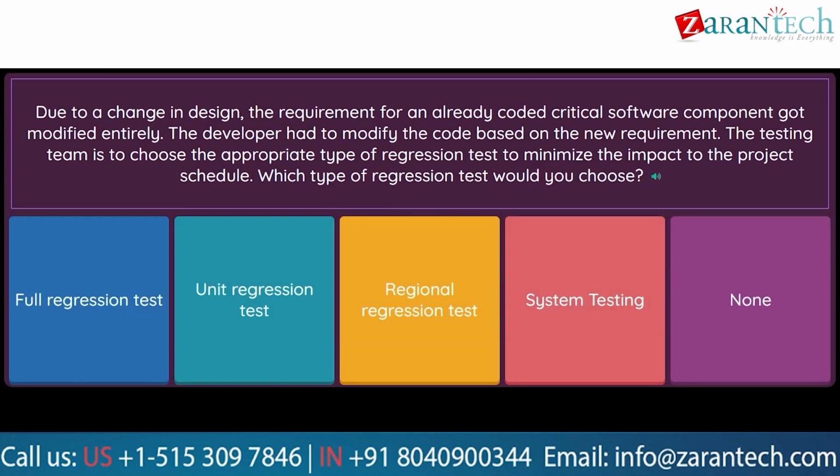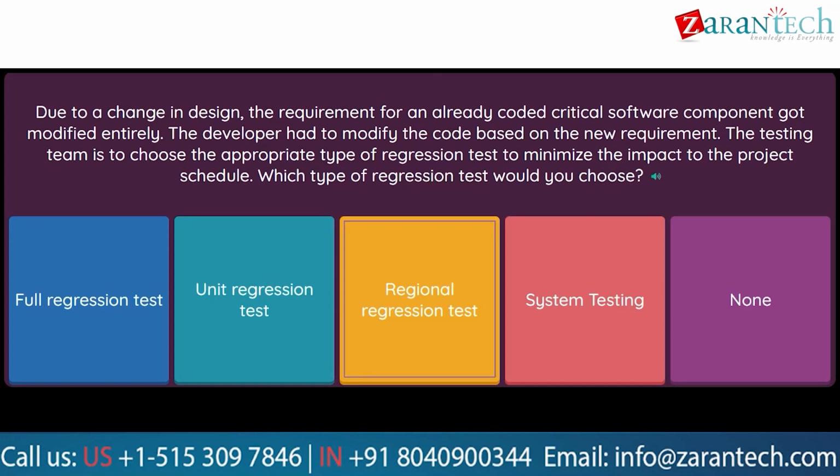Question: due to a change in design, the requirement for an already coded critical software component got modified entirely. The developer had to modify the code based on the new requirement. The testing team is to choose the appropriate type of regression test to minimize the impact to the project schedule. Which type of regression test would you choose? Option 1 full regression test. Option 2 unit regression test. Option 3 regional regression test. Option 4 system testing. Option 5 none.